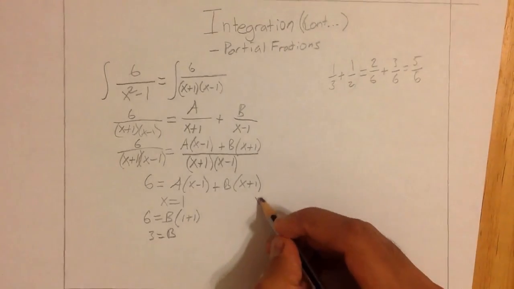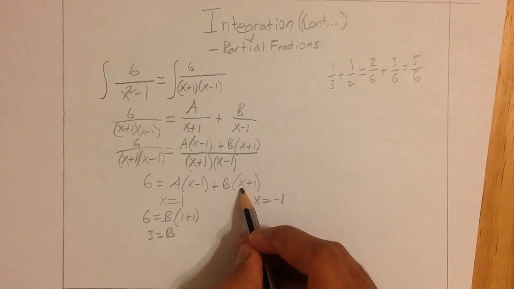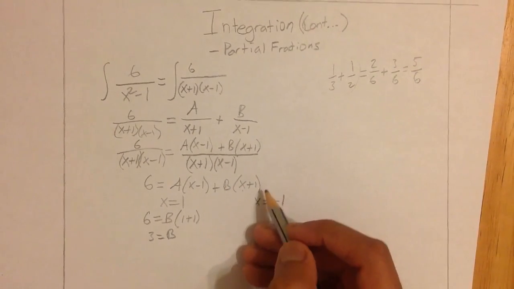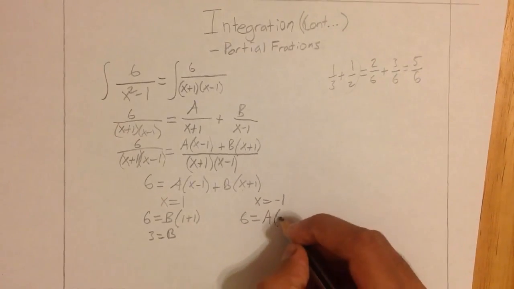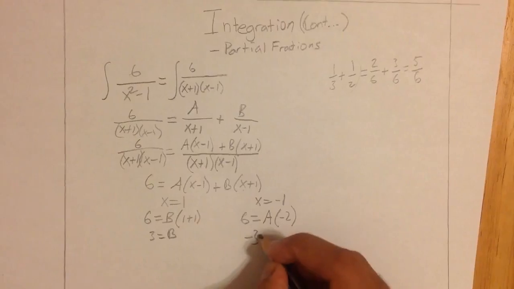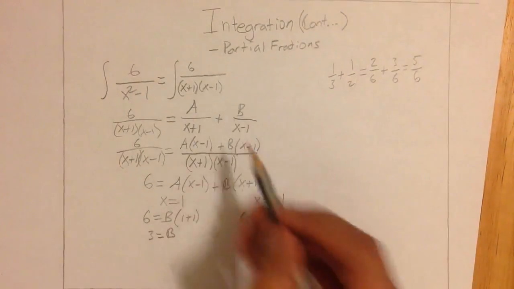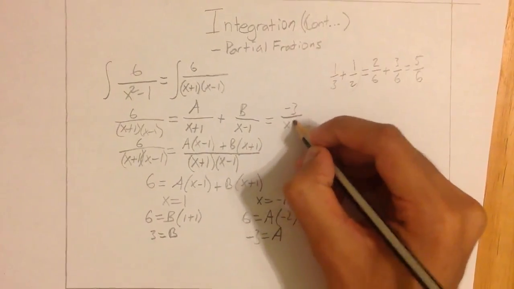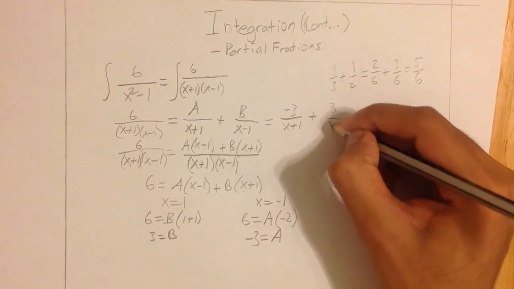Then, let's set x equal to negative 1. If we plug in negative 1 for this x, this turns out to be 0, and this whole term cancels out. So this gives us that 6 equals a times negative 2, or that a equals negative 3. Now we can plug this back into our equation up here. So this equals negative 3 over x plus 1 plus 3 over x minus 1.